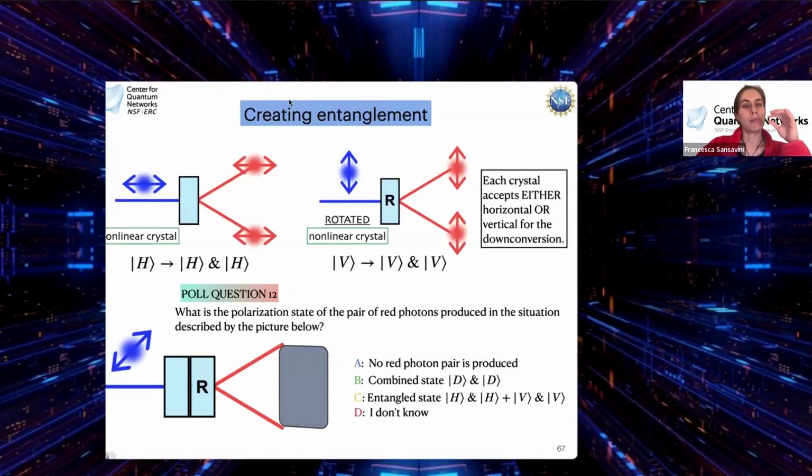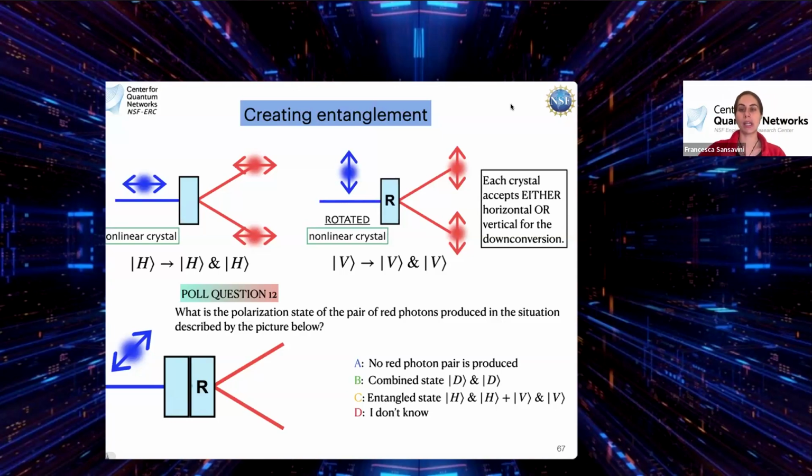So the question here is poll question number 12. What is the polarization state of the pair of red photons given the situation of the picture here? So the situation of the picture is the following. We are sending a blue photon, but this blue photon is polarized diagonally. And we are stacking two crystals, one rotated and one non-rotated. So what do you expect to see at the output?